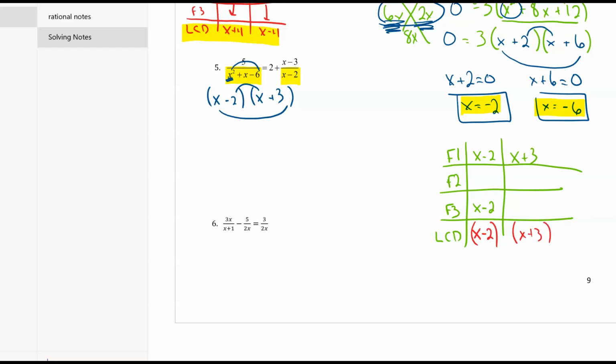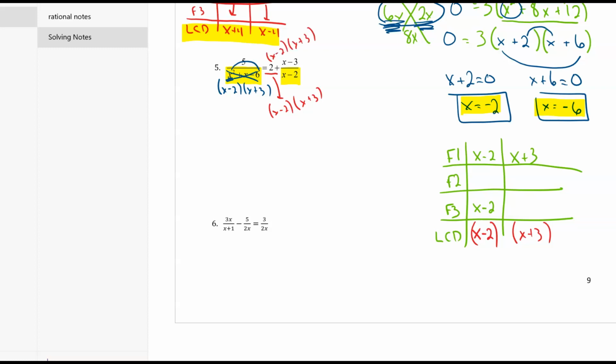So when I look at the first fraction, it's good to go. It has both of them. When I look at the second fraction, it doesn't have anything. So I'll have to multiply the bottom and the top by the x minus 2 and x plus 3. All right, I paused. I wanted to make that a little bit smaller in appearance. So what I'll do is I'll take the 2 and I'll multiply the bottom by x minus 2 and x plus 3. And whatever I do to the bottom, I'll do to the top. I'm going to really squish that in there.